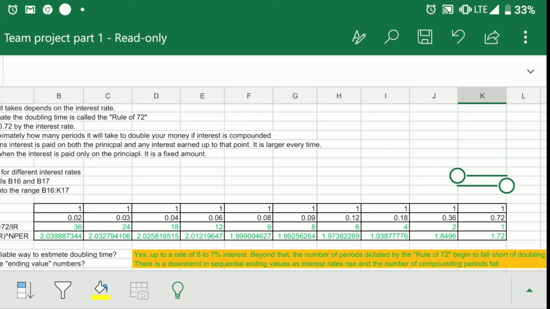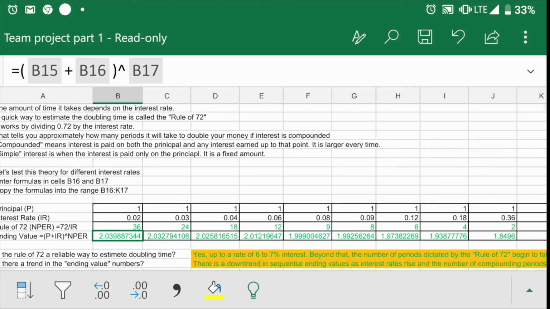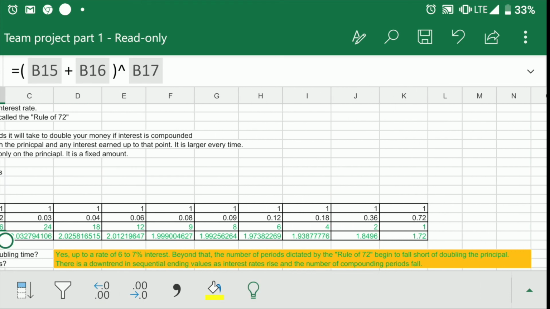If you look from B18 through K18, you'll notice more of a downtrend in the ending values as interest rates rise and as the number of compounding periods decreases.